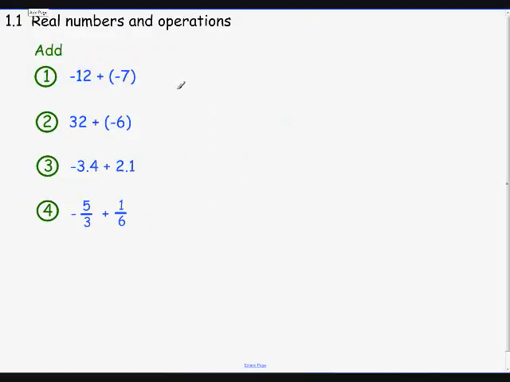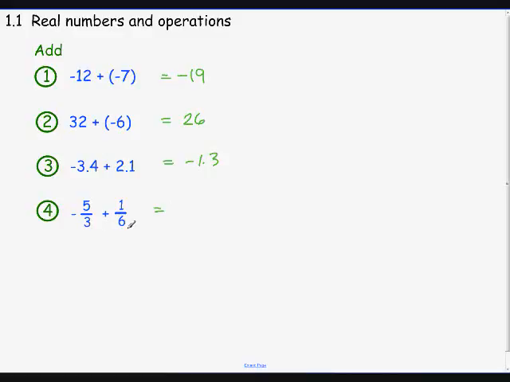Real numbers and operations. These are so simple, aren't they? A negative 12 plus a negative 7. 32 plus a negative 6. Decimals. We have a negative 3.4 and a positive 2.1. We're summing them together, and what do we get? How about this one? Watch out.